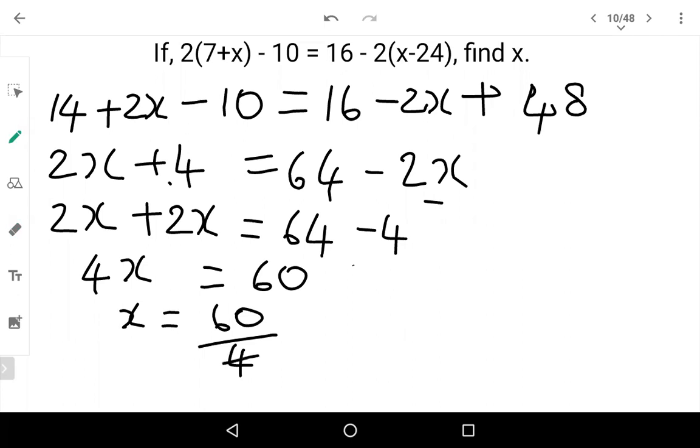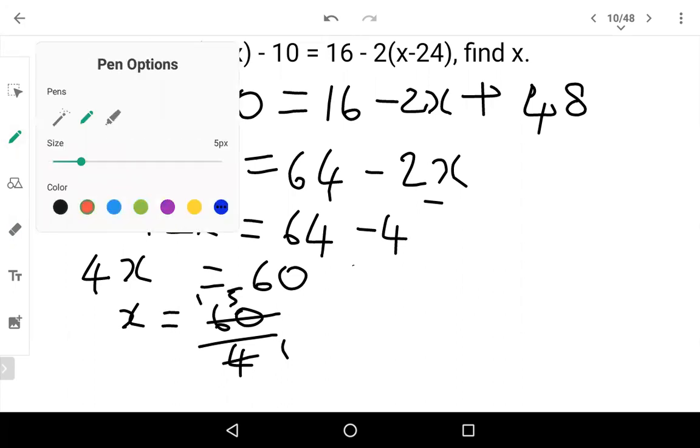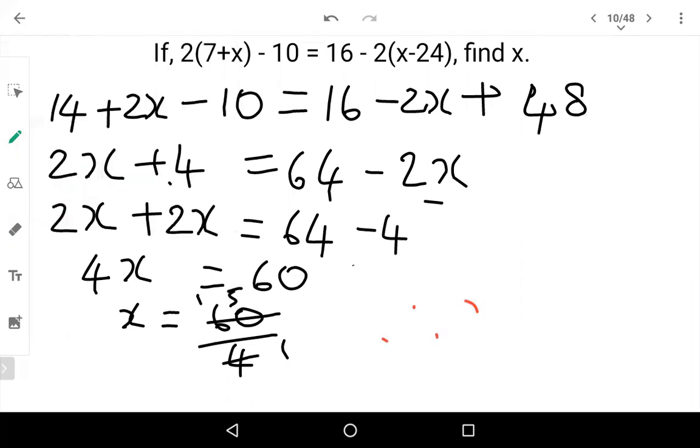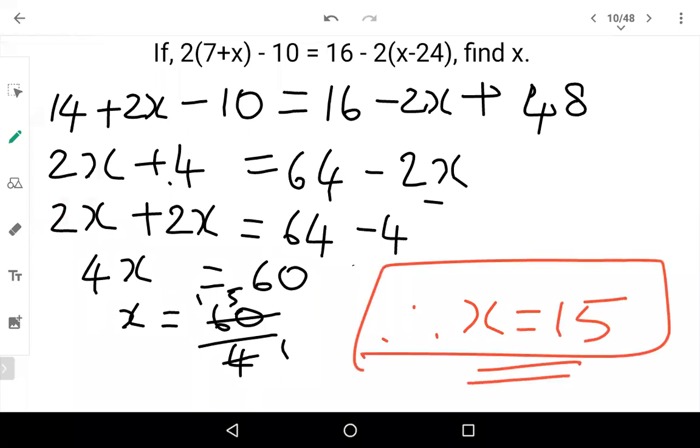Fine. So 4 ones are 4. Yeah, 4 ones are 4. 2 remains. So 20. 4 fives are 20. Therefore, x is equal to 15. Understood? Correct, Arpita. X is equal to 15. Everybody understood?